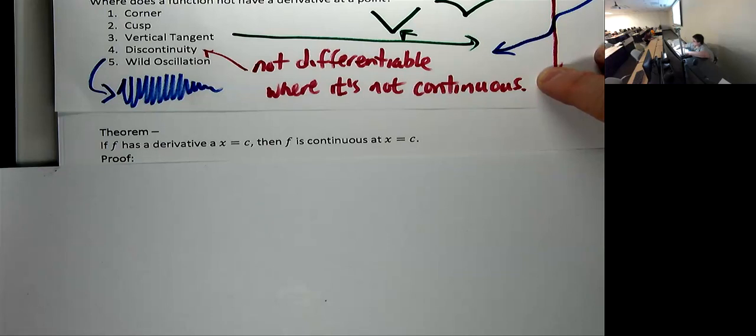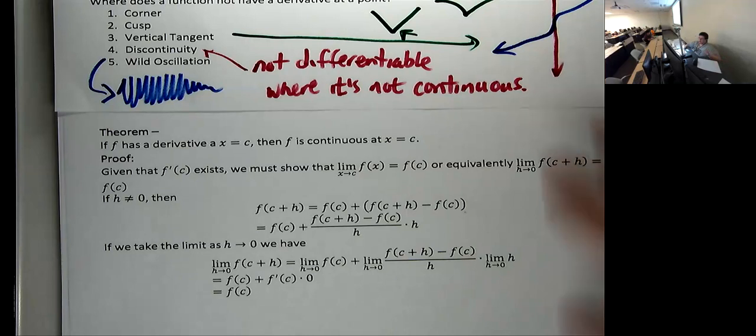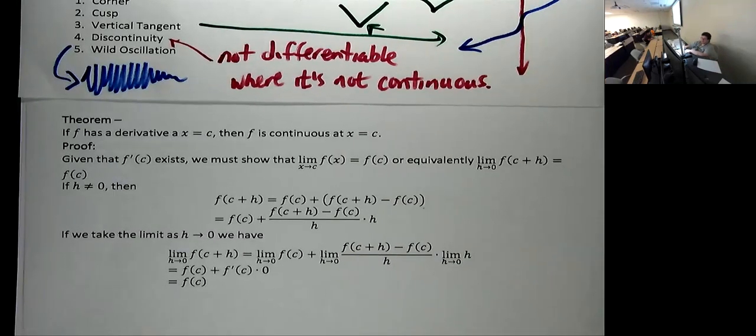It can't be differentiable, or differentiable means it has a derivative. Can't be differentiable if it's not continuous. This theorem is saying the same thing. And if you want to take a picture of the proof right now, you can.